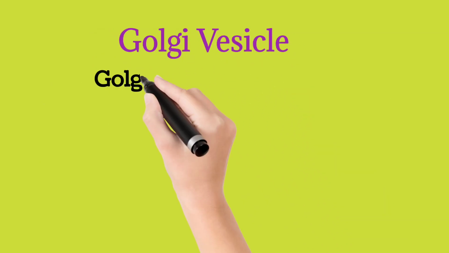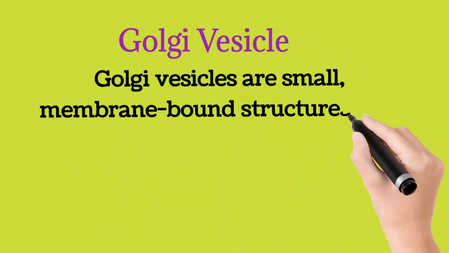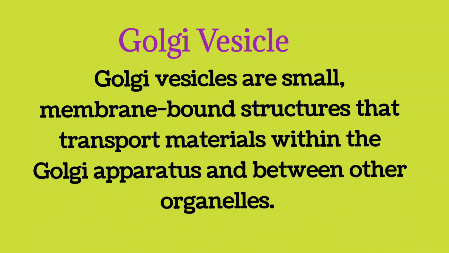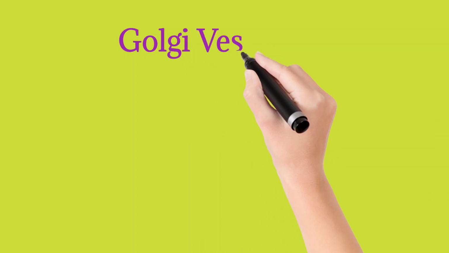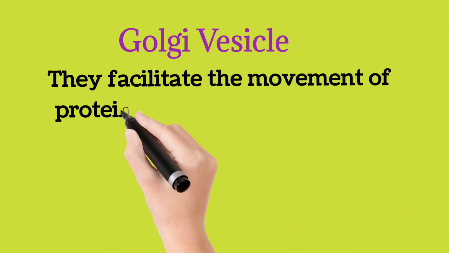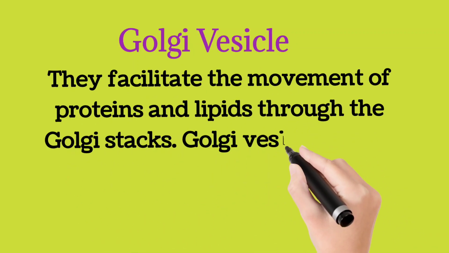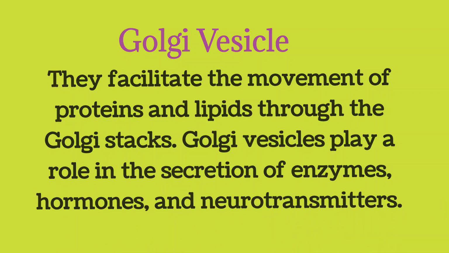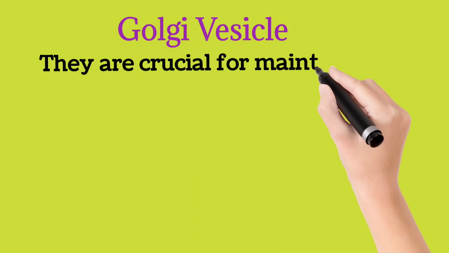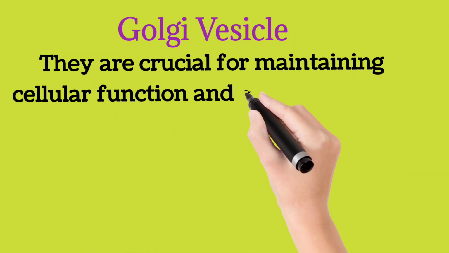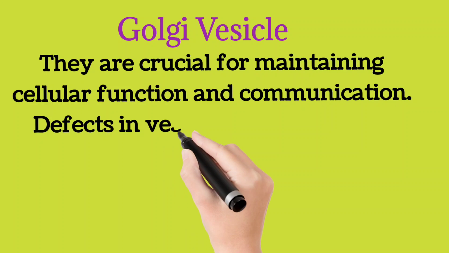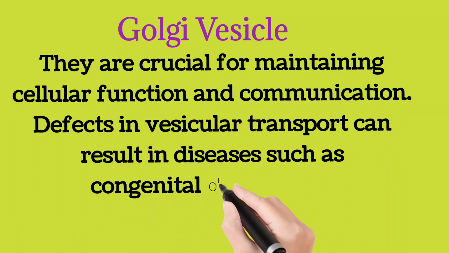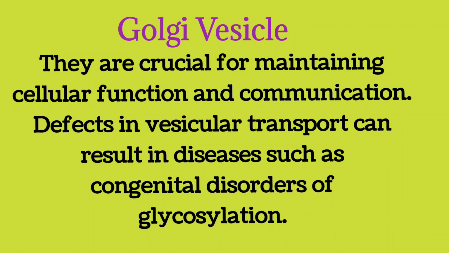Golgi vesicle. Golgi vesicles are small membrane-bound structures that transport materials within the Golgi apparatus and between other organelles. They facilitate the movement of proteins and lipids through the Golgi stacks. Golgi vesicles play a role in the secretion of enzymes, hormones, and neurotransmitters. They are crucial for maintaining cellular function and communication. Defects in vesicular transport can result in diseases such as congenital disorders of glycosylation.